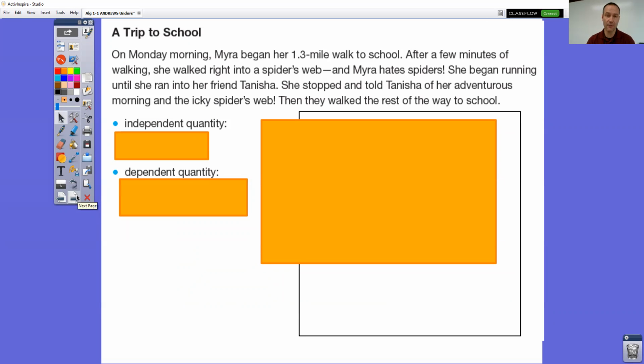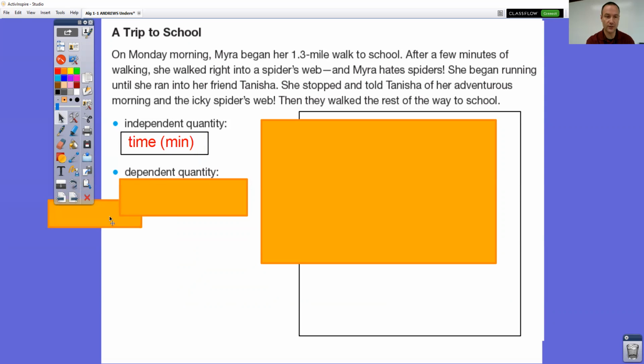A trip to school. On Monday morning, Myra began her 1.3-mile walk to school. After a few minutes of walking, she walked right into a spider web, and Myra hates spiders. She began running until she ran into her friend Tanisha. She stopped and told Tanisha of her adventurous morning and the icky spider web. Then they walked the rest of the way to school.